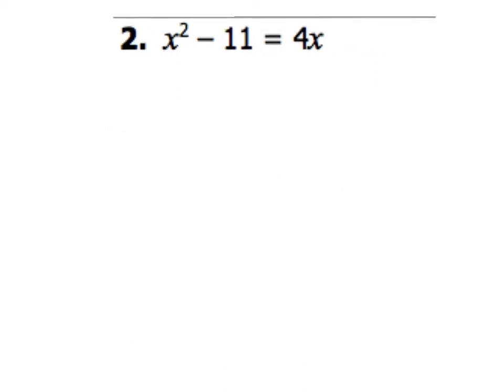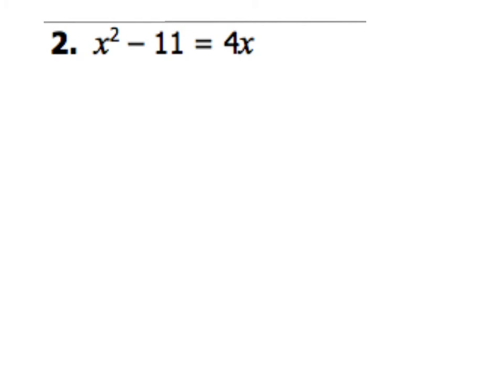Moving right along to number 2. I'm going to move this over here because we have a little bit of work to do. You can see this is not in standard form, so this one's a little bit different. You've got to move the 4x over before you can start using the quadratic formula. Okay, so move him over. Of course, you need to subtract it to move it over. So you're going to have x squared minus 4x minus 11 equals 0. And now it's in standard form.